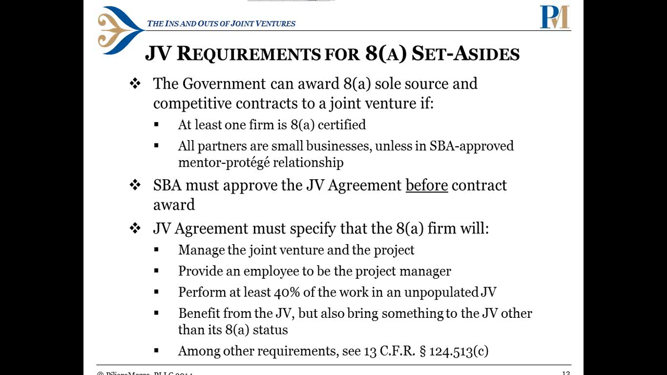And here are some things that have to be included in your 8A joint venture agreement. The 8A firm must manage the venture, and they must provide the project manager. If it's unpopulated, they have to perform at least 40% of the work being performed by the joint venture. Again, though, the joint venture can perform 50% of the work and subcontract out additional work. And then the agreement has to address the benefits, and the 8A partner can't just be bringing its 8A status to the table. It has to bring something else.